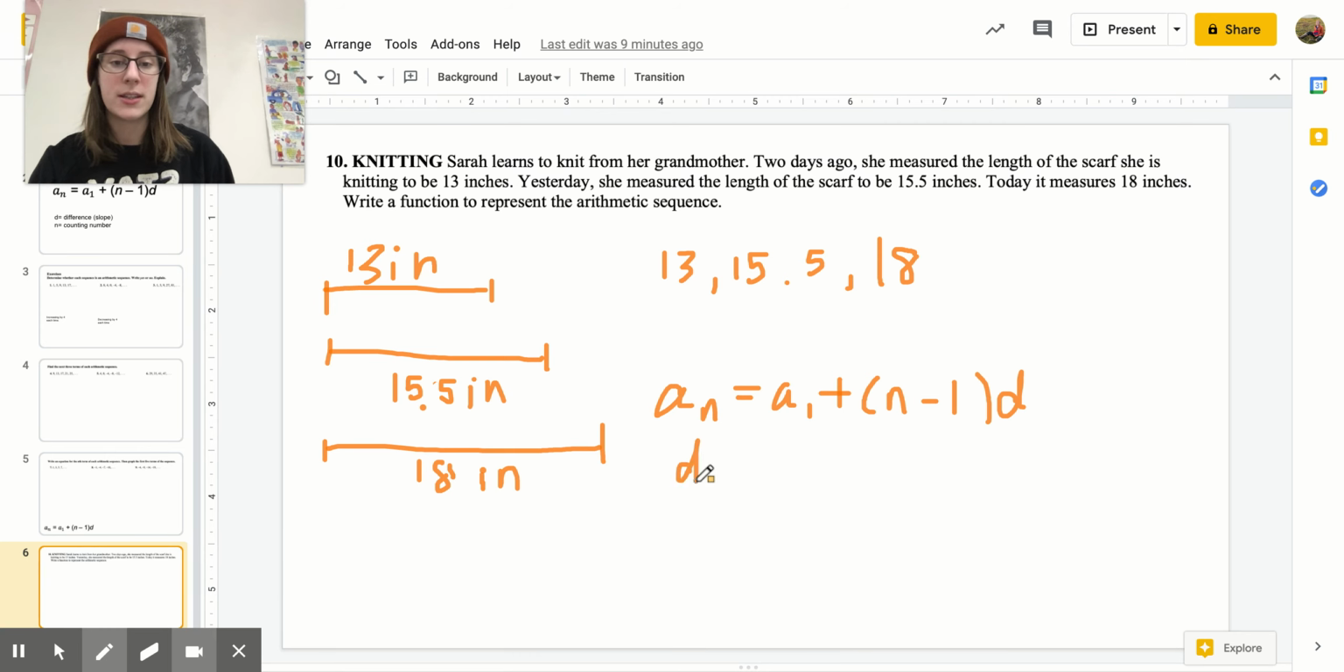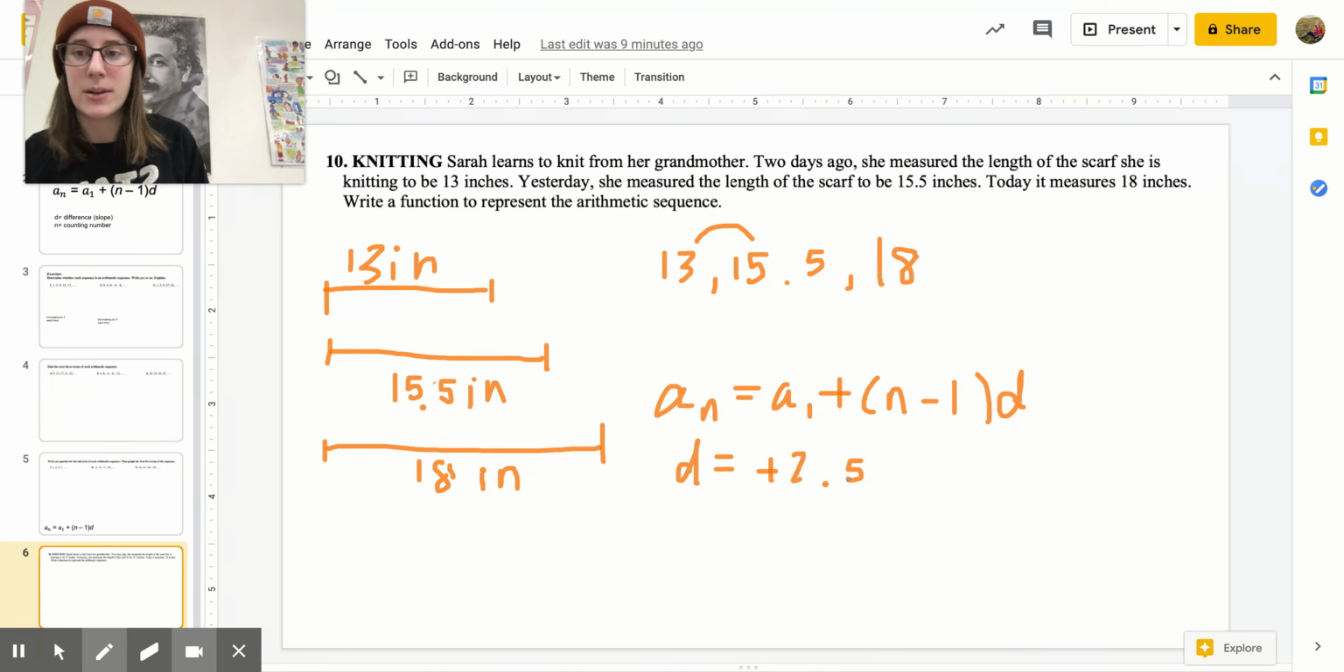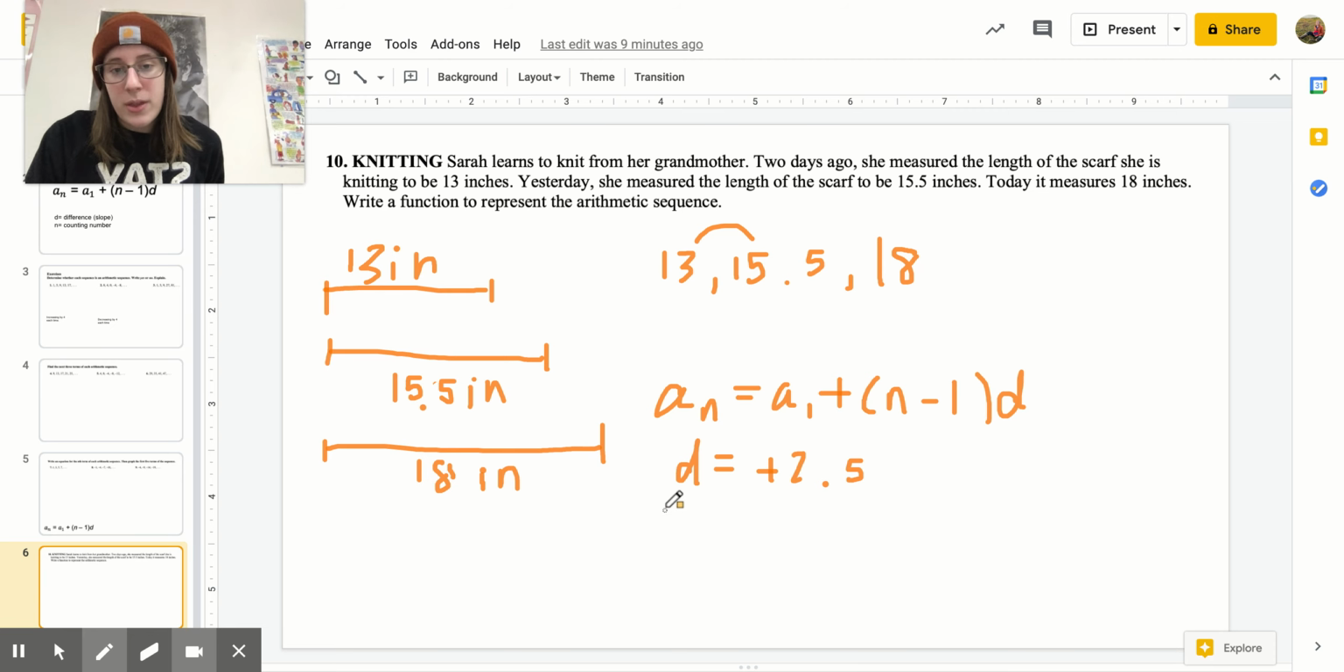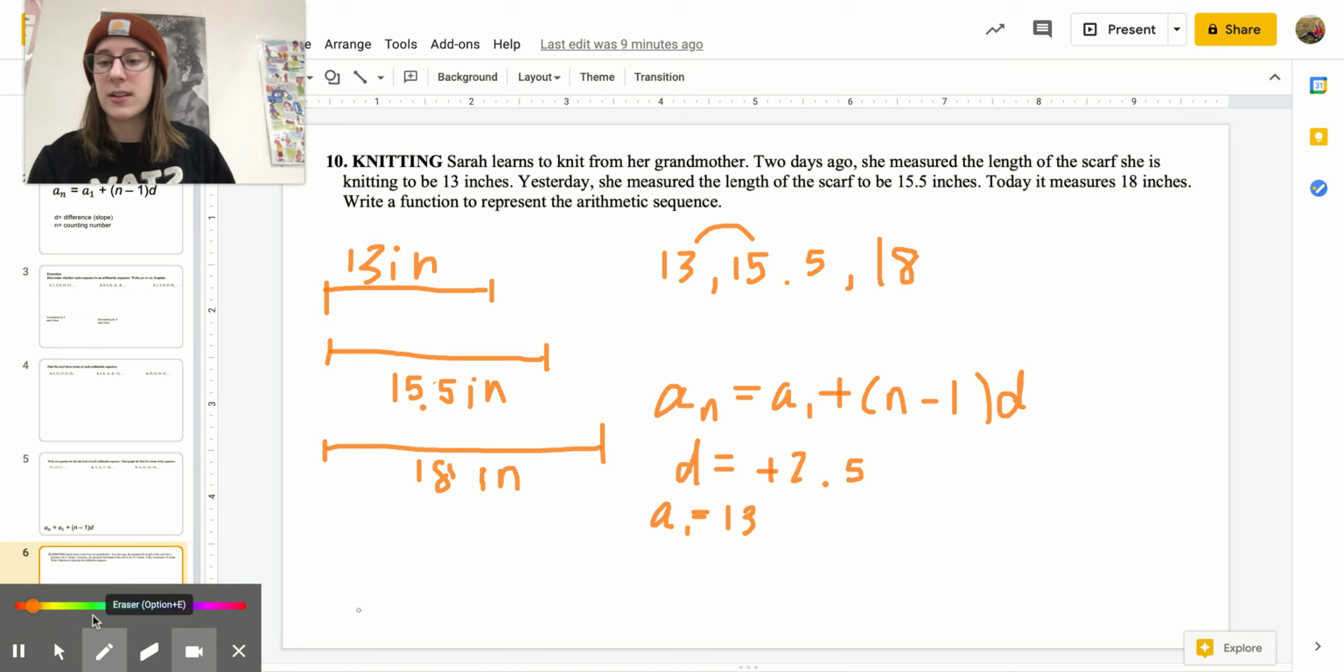Our d is our difference, or how much we're changing each time, or our slope, whatever you want to call it. And it looks like to get from 13 to 15.5, we added 2.5 each time. You're adding 2.5 inches per day. That's how much she's knitting. So then you want to figure out your a sub 1. What she started with was 13 inches. So we'll write that in. And then we can just plug this all into our formula.